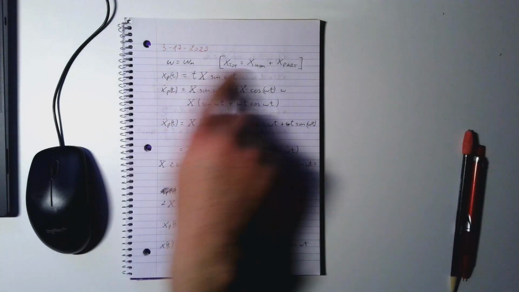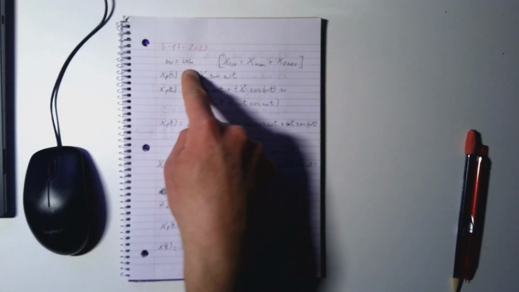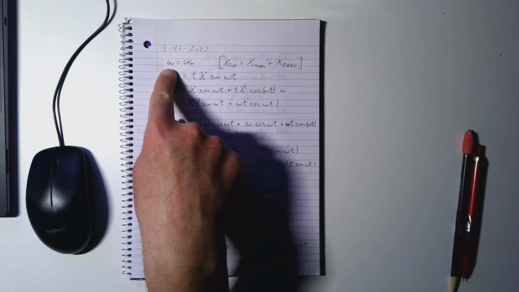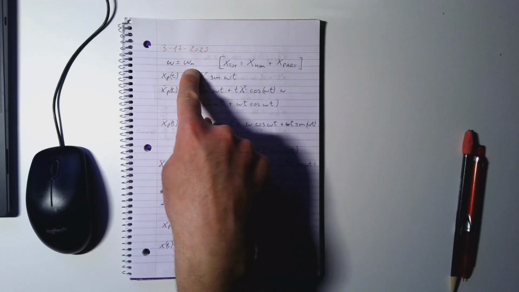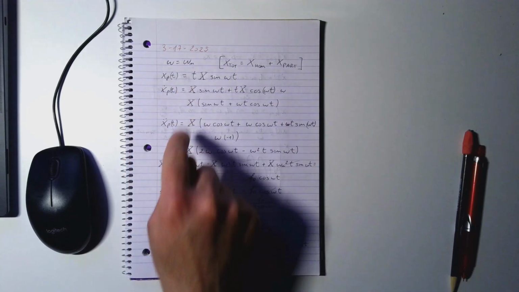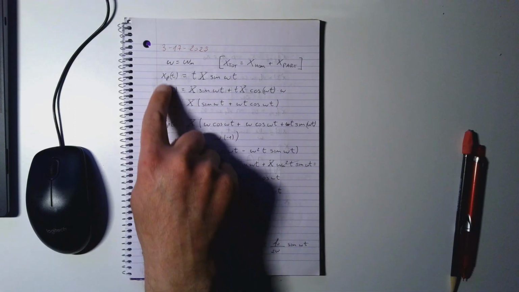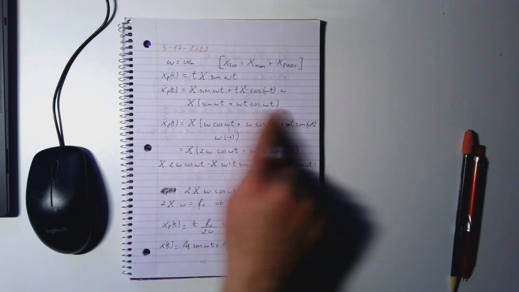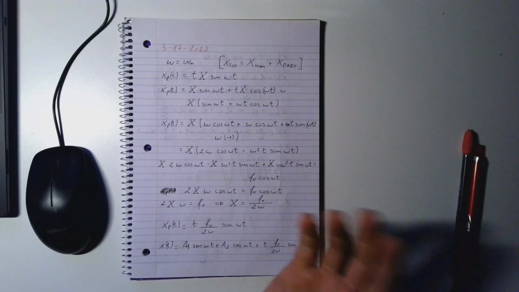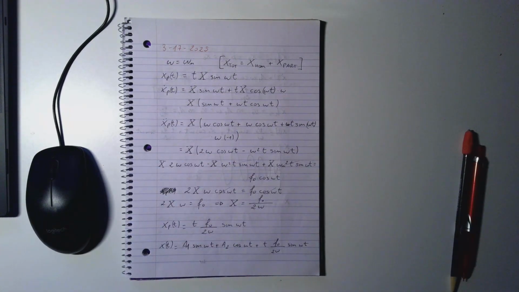So very quickly, again, we look at the example, the case where the frequency of excitation is equal to the frequency of the system, the natural frequency of the system. This is the form of the particular solution. This is the derivative.